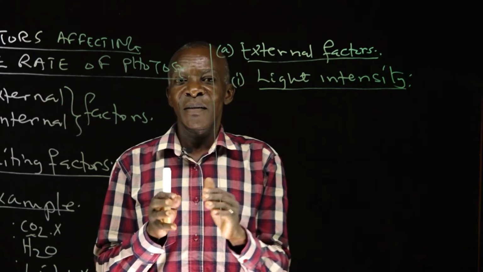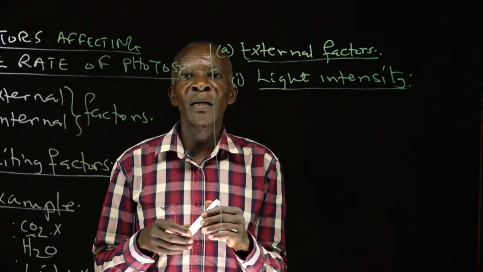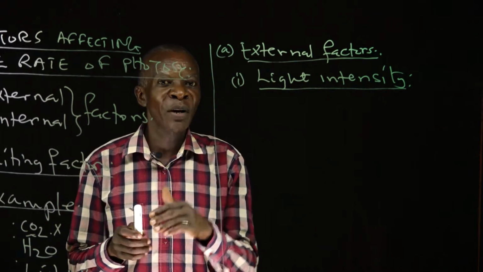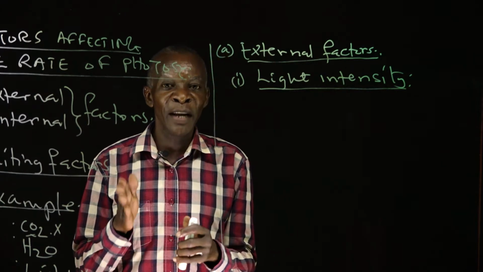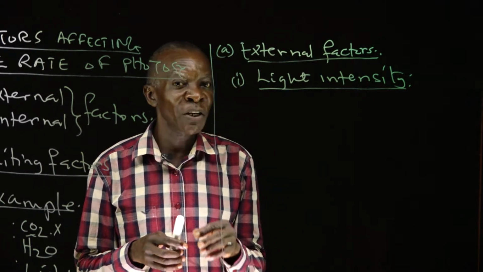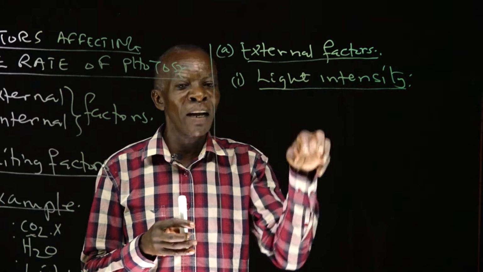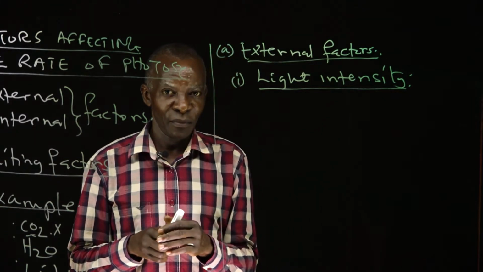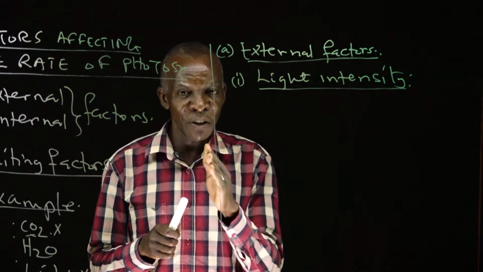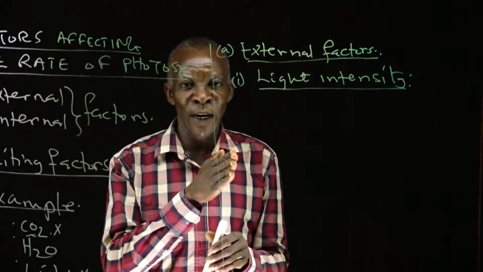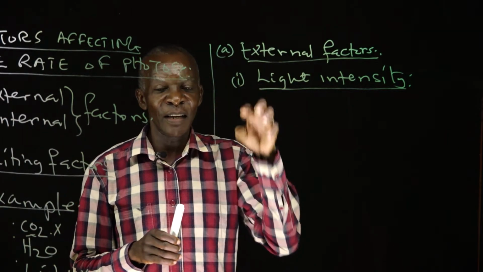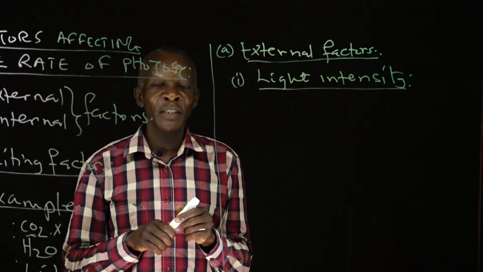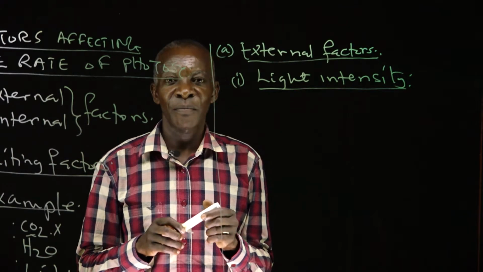Well, light has an important role in the process of photosynthesis. You can remember what we said when we were discussing the light-dependent phase of photosynthesis. We saw precisely the role of light in that particular phase. And therefore, initially, the rate of photosynthesis will vary proportionally with the intensity of light. With increased light intensity, the rate of photosynthesis is also increasing.